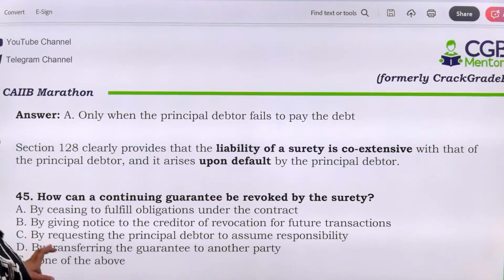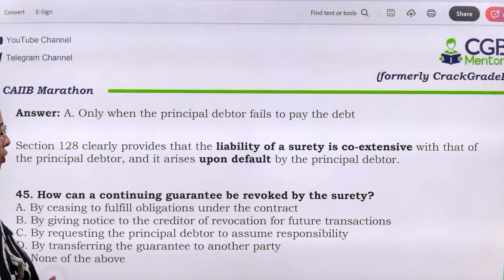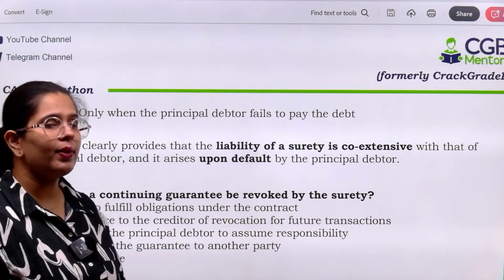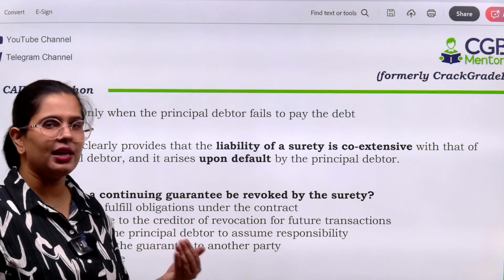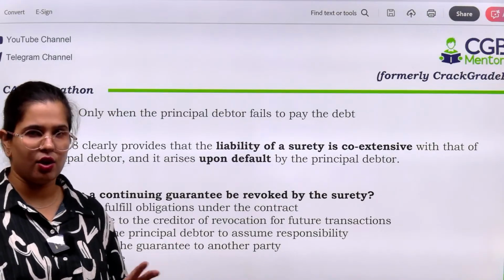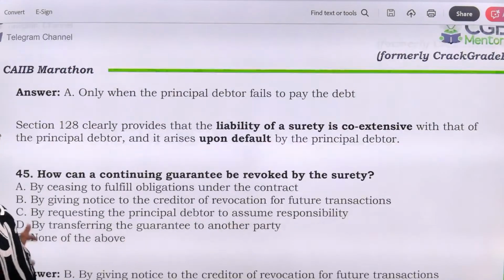How can a continuing guarantee be revoked by the surety? By giving notice to the creditor of revocation. That means right now you have given the guarantee, but you do not want to be associated with the guarantee any longer. So, you will give the notice to the creditor that I am not giving you the guarantee any longer, and our transaction is cancelled.